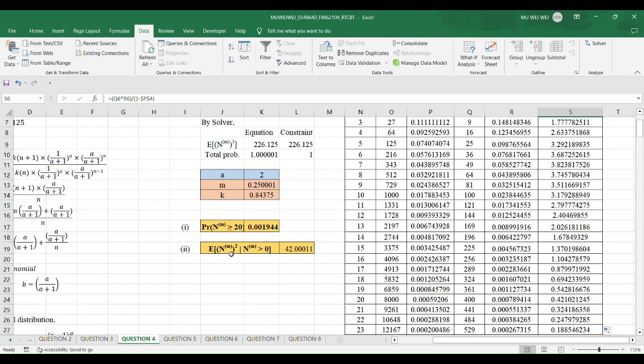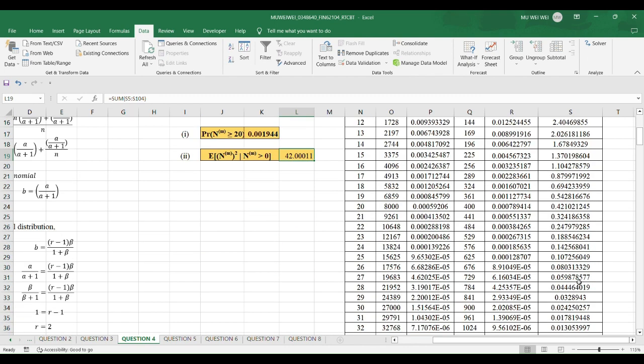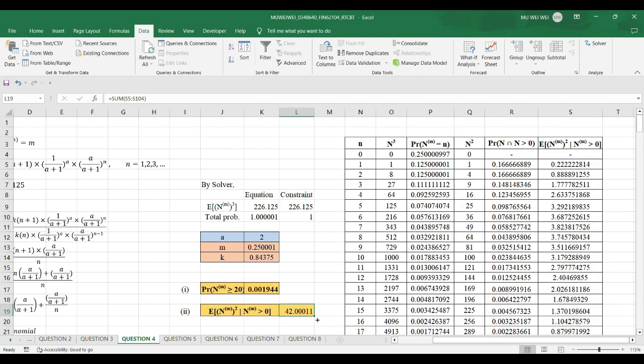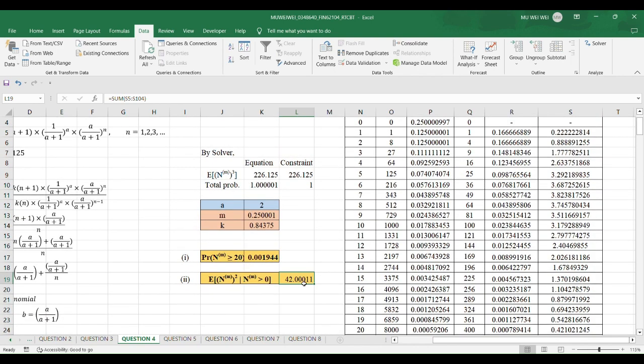So in the end, to get the expected value of Nm squared given that Nm is larger than 0, we sum all the values in this column to get 42.00011. And that is all for question 4.